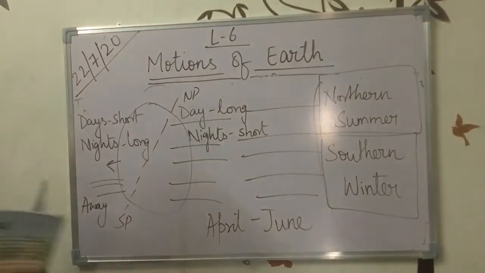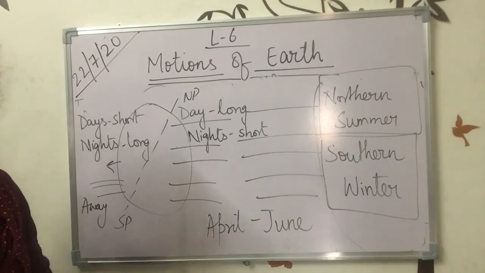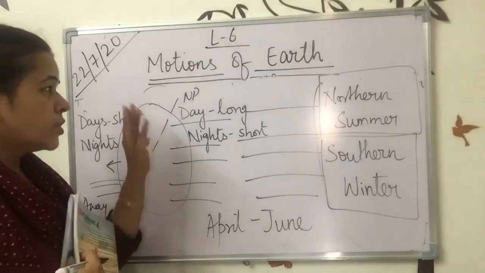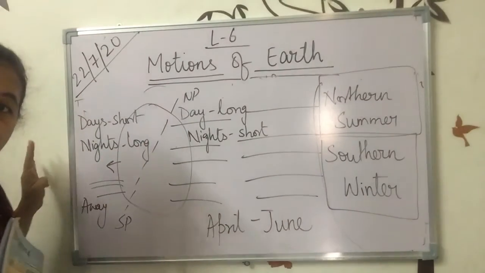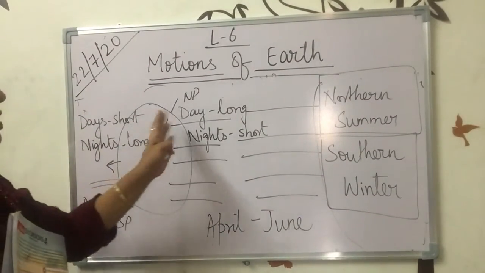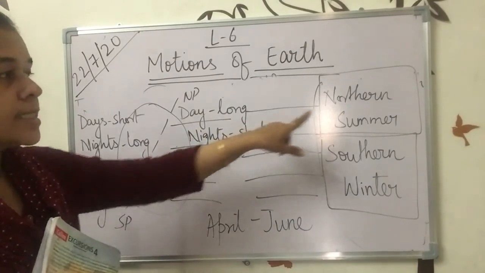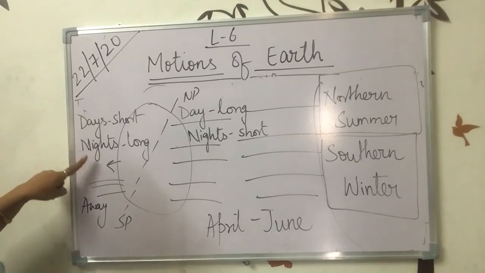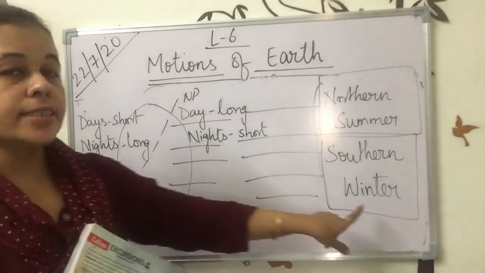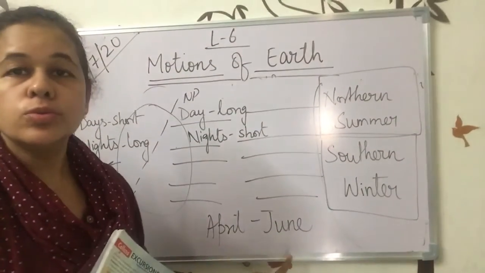Okay class, so this was the position when the northern hemisphere of the earth is tilted towards the sun and the southern hemisphere is away from the sun. When the northern hemisphere is tilted towards the sun, days are long, nights are short, and the season is summer. When it is away, the days are short and nights are long, and it is experiencing the winter season. And which month is it? April to June.